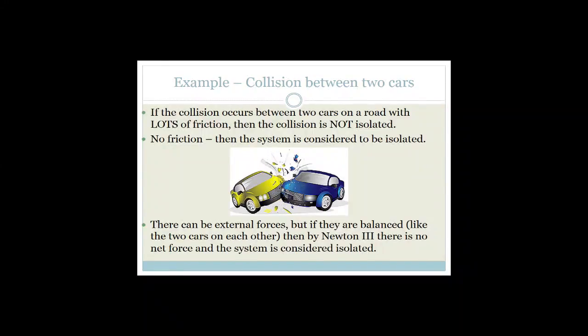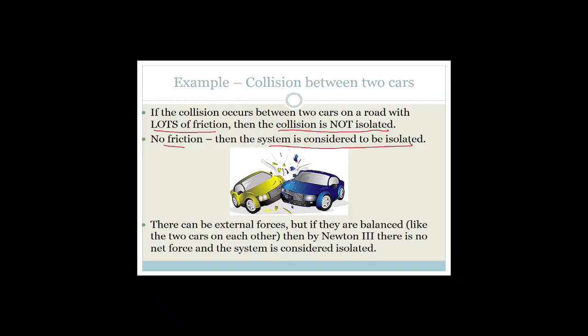So let's have a look at another type of example, and that would be a collision between cars. Now, if the collision occurs between two cars on the road with lots of friction, then the collision is not isolated because the friction is participating in the collision. It's going to cause a loss of energy from the system. But if there's no friction, then the system is considered to be isolated. There can be external forces, but if they are balanced, like the two cars on each other, then by Newton's third law, we can say that there's no net force and the system is considered to be isolated.